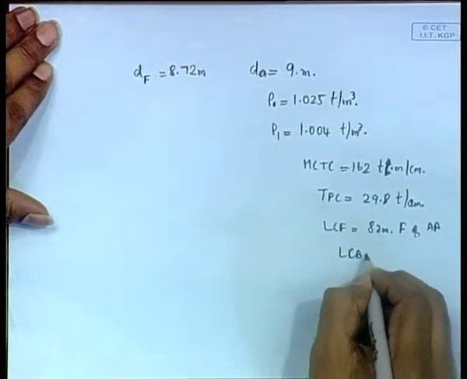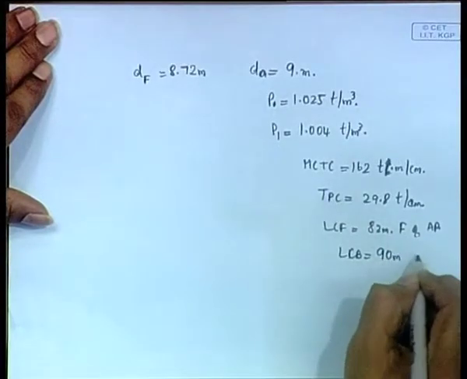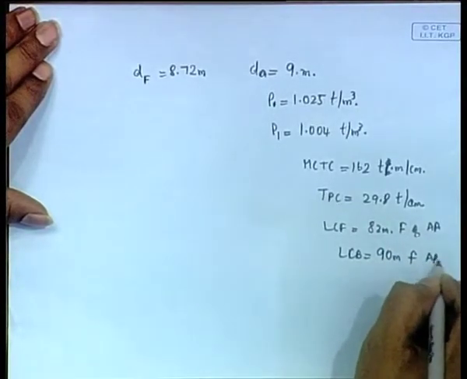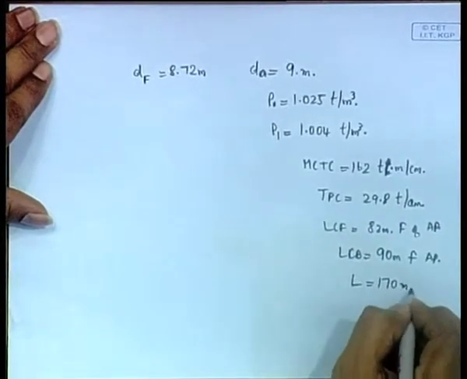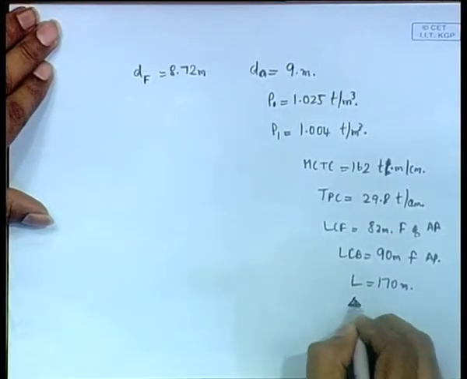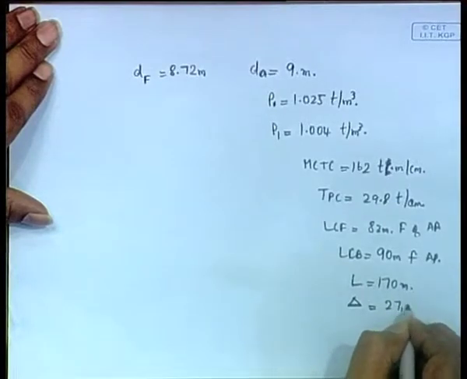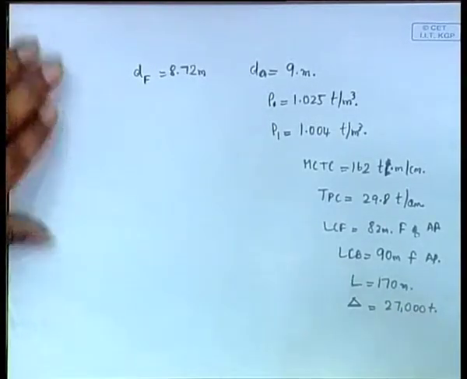LCB equals 90 meters forward of AP. Length of the ship is equal to 170 meters and displacement of the ship is equal to 27,000 tons.